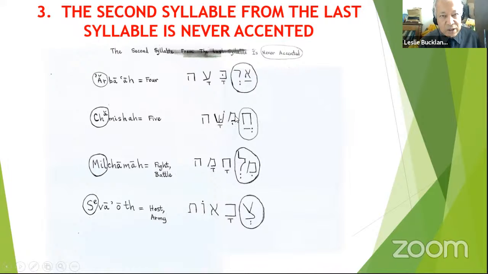And what is the second syllable away from the last syllable? It is ka. So this syllable, which is 2 syllables away from the last syllable, can never get an accent.